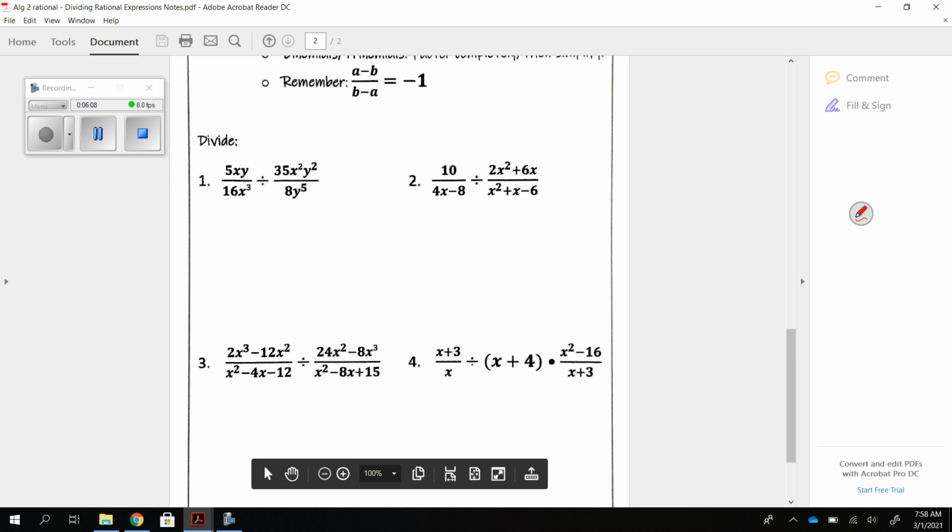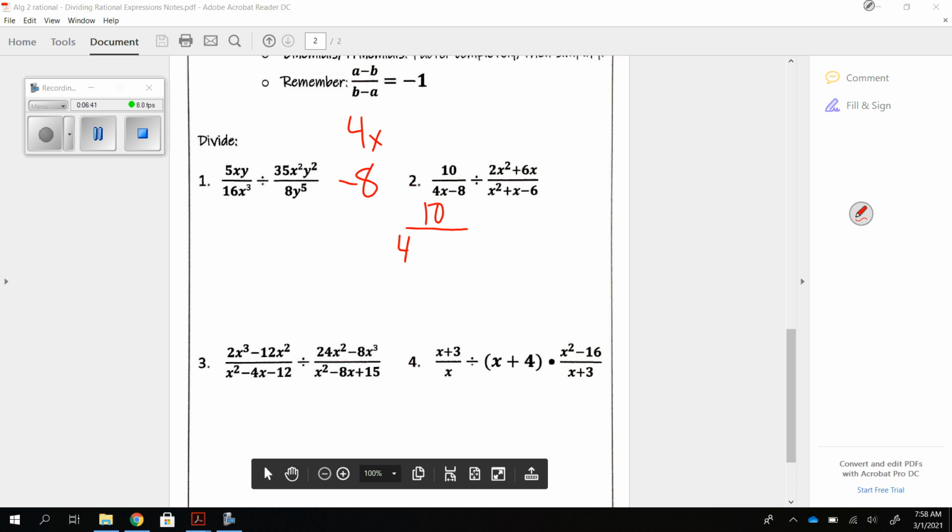All right, so we're moving on. We're going to do number 2, because here we're going to have to factor it out. All right, so here we have 10 over 4x minus 8. That has a GCF, so I'm actually going to erase it. This 10 over 4x minus 8, 4x and negative 8, they both can be simplified a little bit more. They both have a greatest common factor of 4.